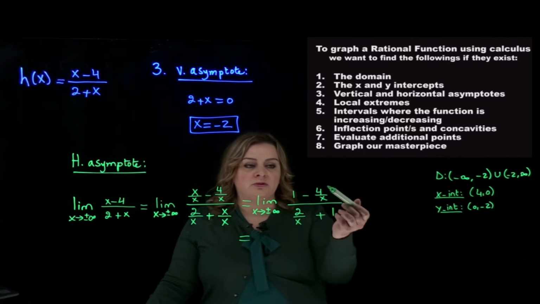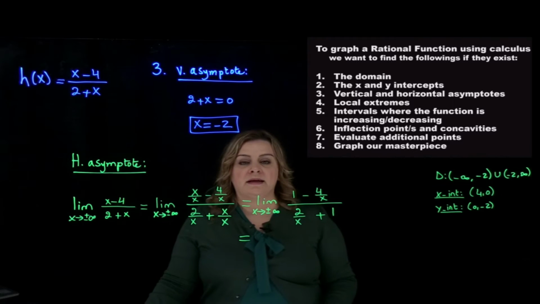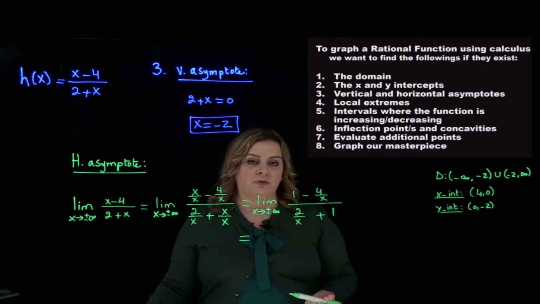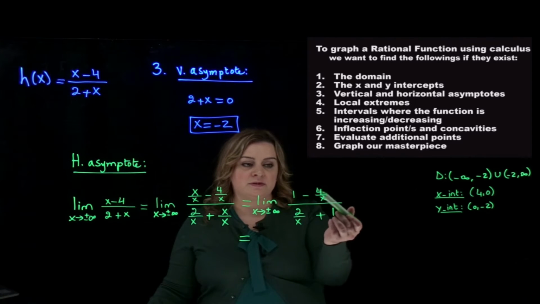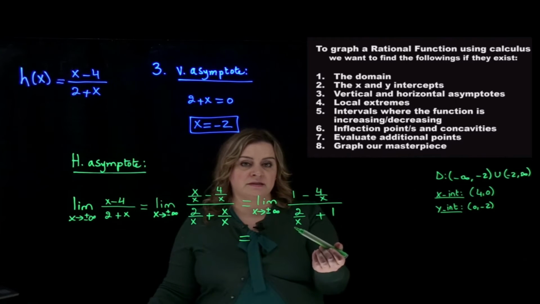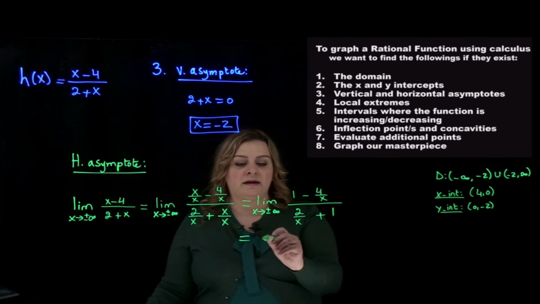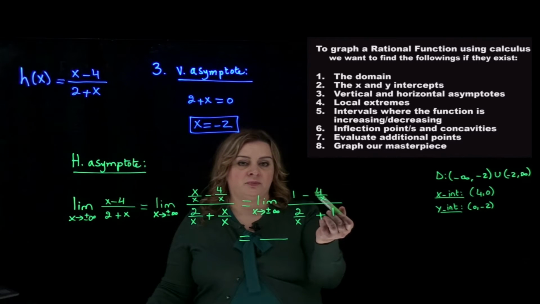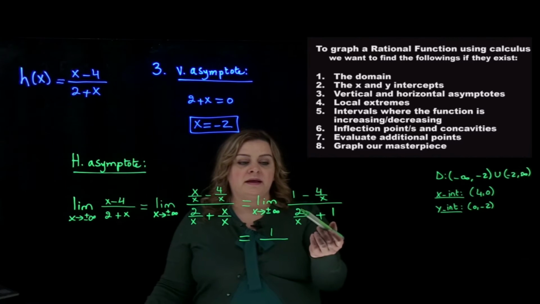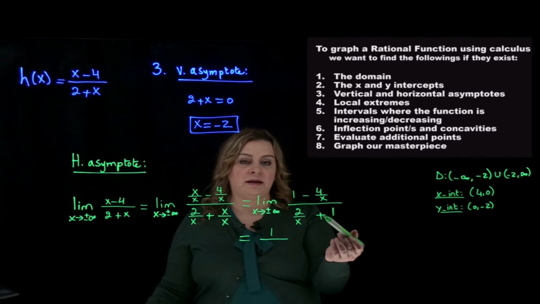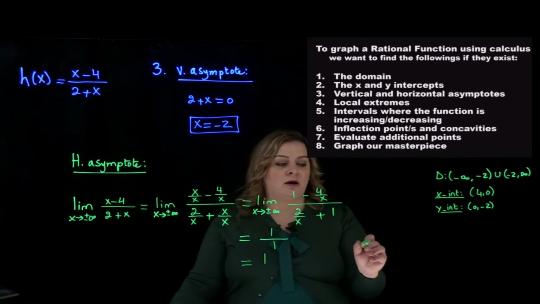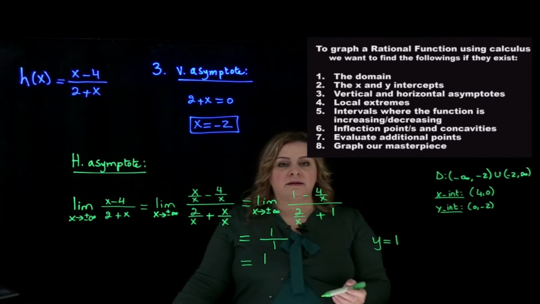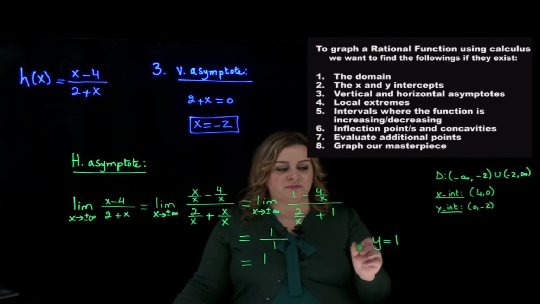What will happen to the terms divided by x when x is approaching a very large positive number or a very large negative number? Each one of these terms, negative 4 over x and 2 over x, will be approaching 0. We are left with 1 in the numerator, and 1 in the denominator, which is equal to 1. And now y equals 1 is our horizontal asymptote.